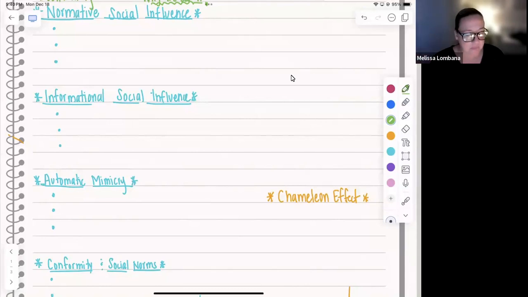Okay. And they also have what's called the chameleon effect. The chameleon effect is pretty much the same thing as automatic mimicry. This is when we tend to pick up the emotions of other people, which is also automatic mimicry, so kind of hand in hand.